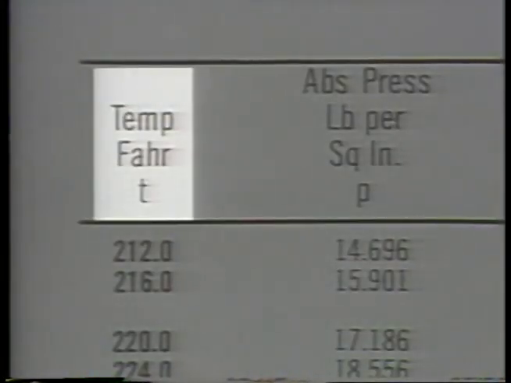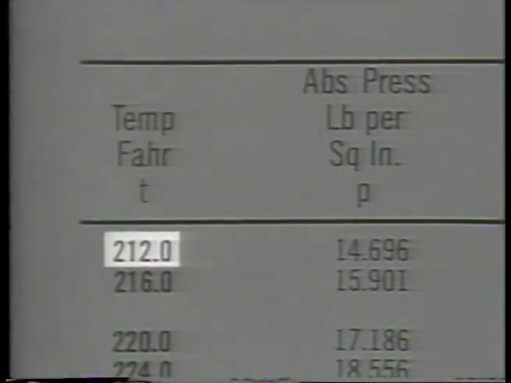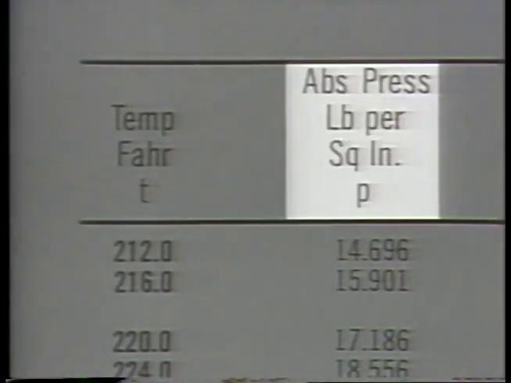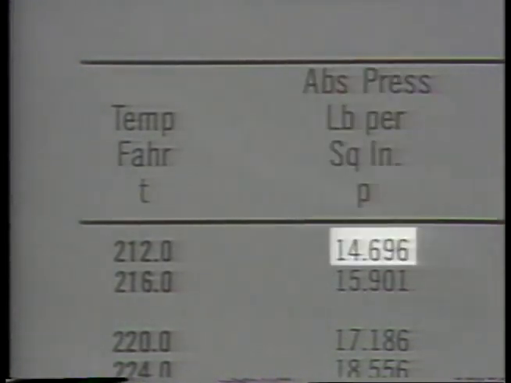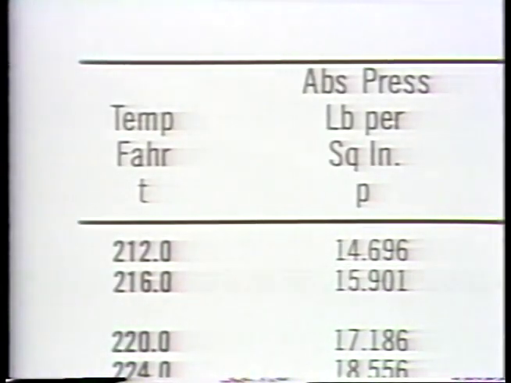The first column in Table 1 indicates temperature in degrees Fahrenheit. The heading on the column also shows the symbol used to indicate temperature, a small letter t. For our example, we'll use a temperature that should be familiar to you, 212 degrees Fahrenheit. Next to the temperature column is a column headed Absolute Pressure, pounds per square inch. The small letter p symbolizes pressure. In our example, 14.696 psia, or as we've rounded it off, 14.7 psia, is the saturation pressure for steam at 212 degrees Fahrenheit.